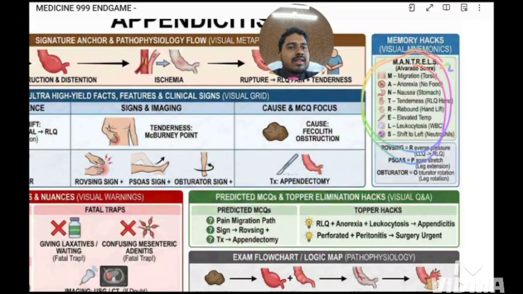Okay. So this is Alvarado score. Alvarado score has MANTRELS. Just remember these things. Maybe these can be asked.